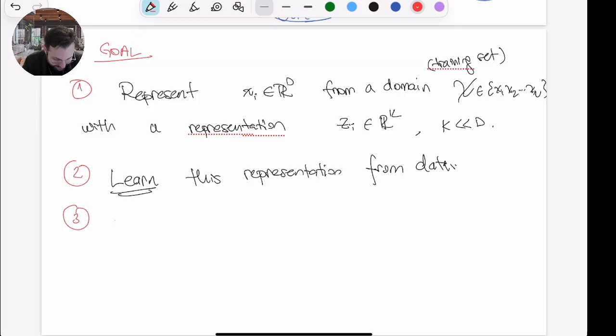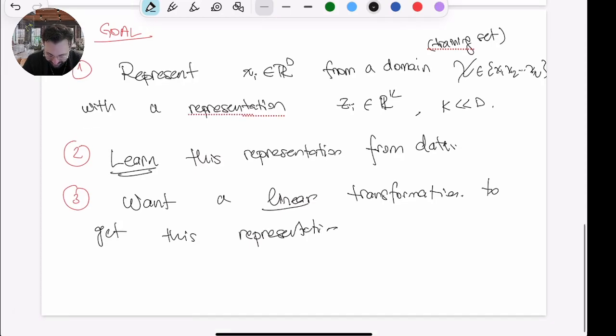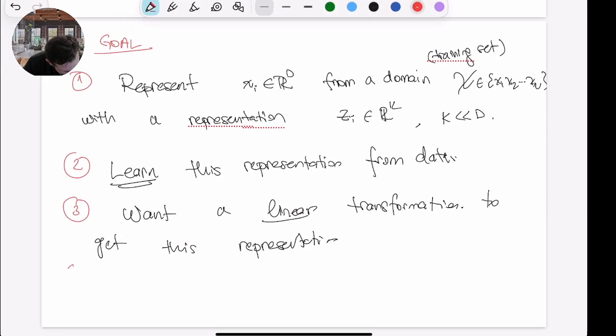3. So these are the two things, and okay, this transformation I want, let's write with black, I want a linear transformation to get this representation. And 4, I would like to have the best representation.